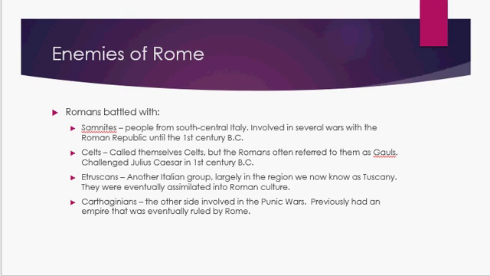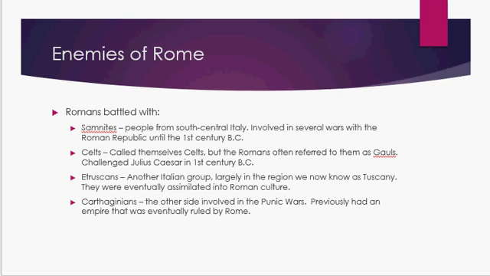They challenged Julius Caesar in the first century BC as well. The Etruscans were another Italian group. They were largely in the region we now know as Italy, and they eventually assimilated into Roman culture. The Etruscan culture is really very cool.